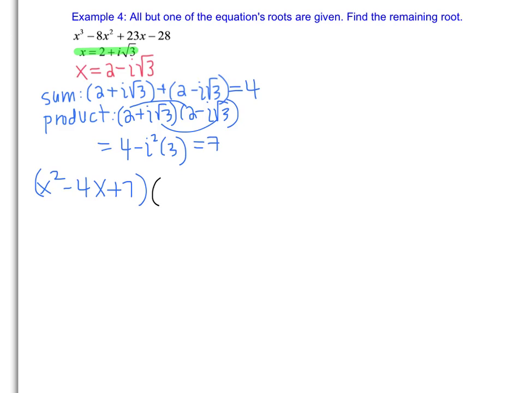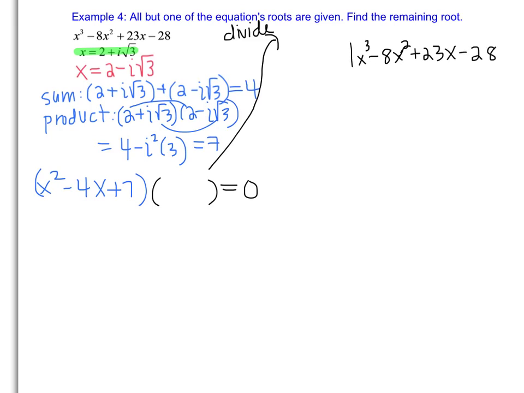We're basically trying to figure out, well, what would be that other set of parentheses, that other binomial, to finish solving. And the way to get this is to use long division, not synthetic division. So we are going to do our original polynomial, which is x cubed minus 8x squared plus 23x minus 28 divided by x squared minus 4x plus 7. And I'm getting that right from here after we did the sum product. So let's do this division here.